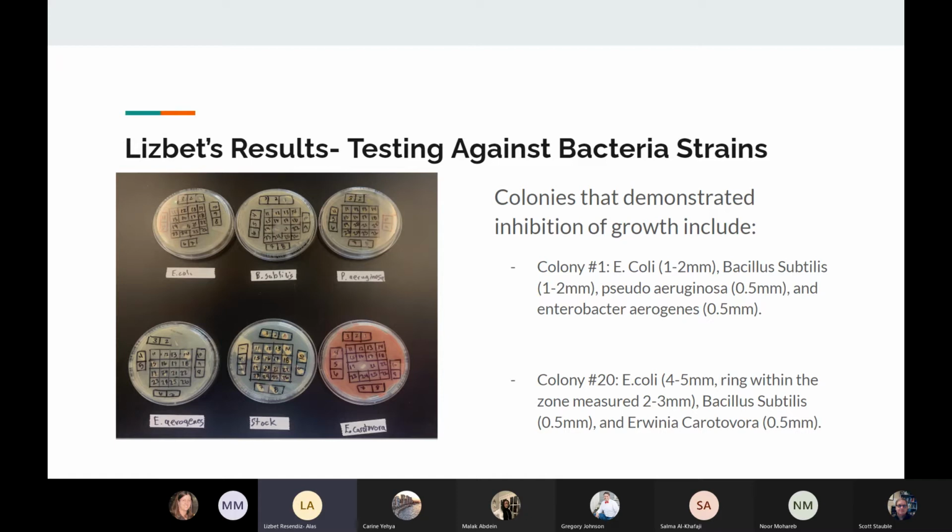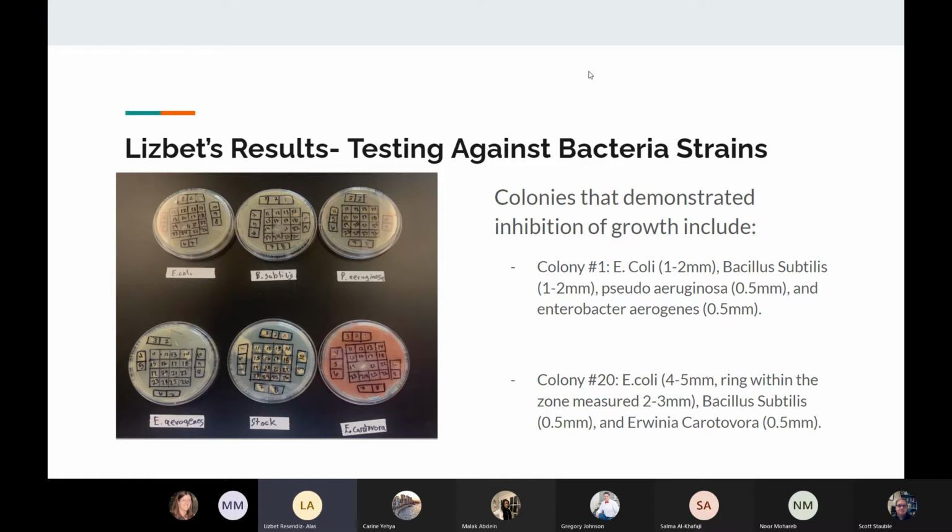The plates were then incubated at 30 degrees Celsius for approximately 1 to 2 days. Again, like I said in the procedure part, I don't know if it was well heard, but that was for maximum growth. Along with the aid of my mentor, Professor Johnson, we selected viable colonies that demonstrated inhibition of growth. We chose colony number 1 and colony number 20, which appeared to be consistent colonies that demonstrated antibiotic resistance.